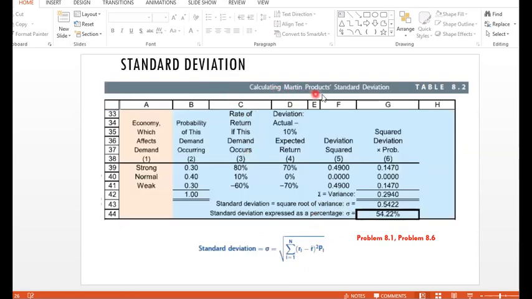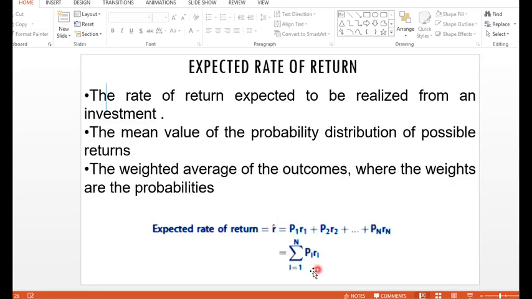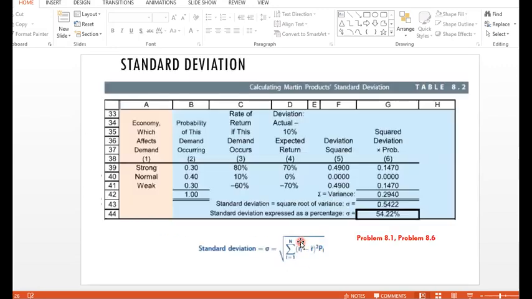So this is the Martin's Products standard deviation. This is the process, and here is the formula: summation of Ri minus R hat. R hat is basically the expected average return, which we learned in the previous slide. This one is R hat. So Ri minus R hat, whole squared, times probability.